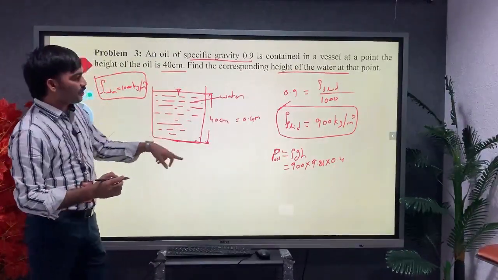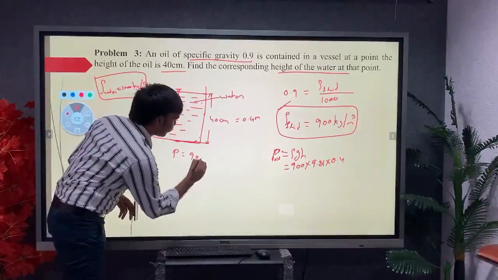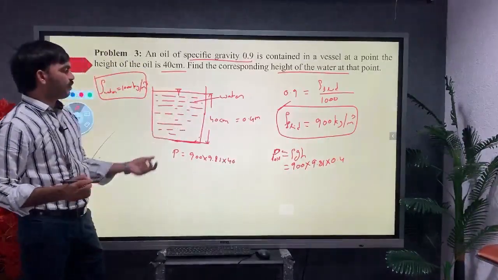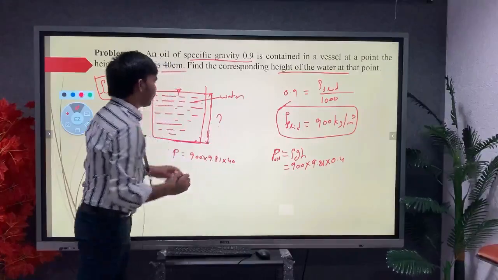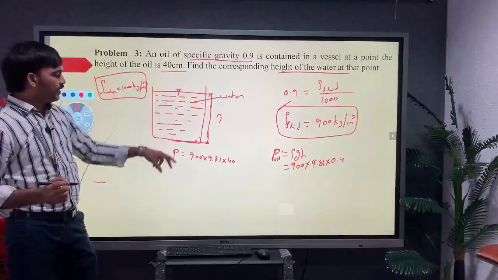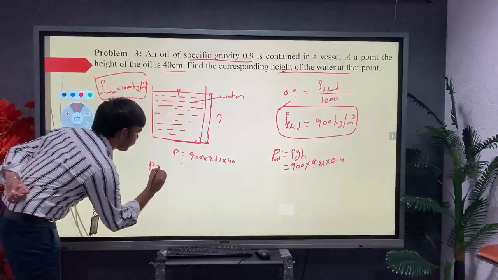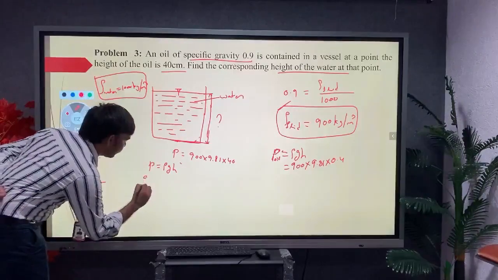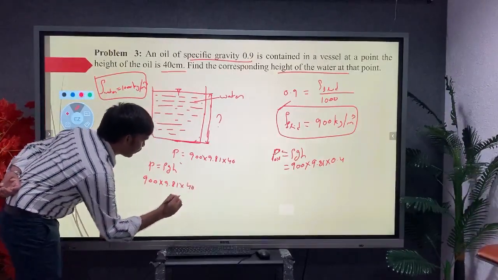So to exert the pressure, how much is this pressure? The pressure is 900 into 9.81 into 40. This is the pressure exerted by the fluid. So what would be the height? This height we need to find out. How much water is needed here to exert the same pressure? Again the same formula, P is equal to rho g h. Pressure we know: 900 into 9.81 into 40.